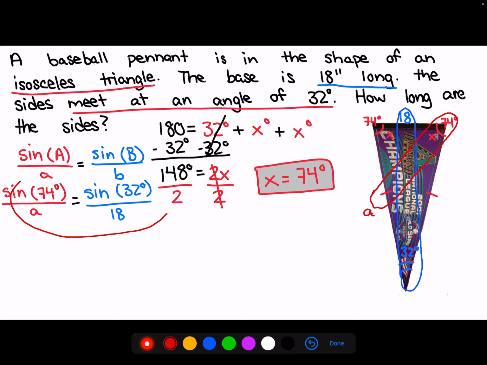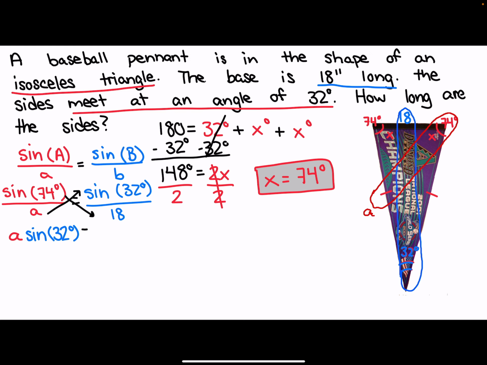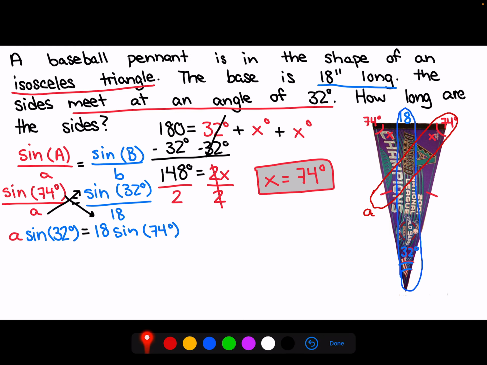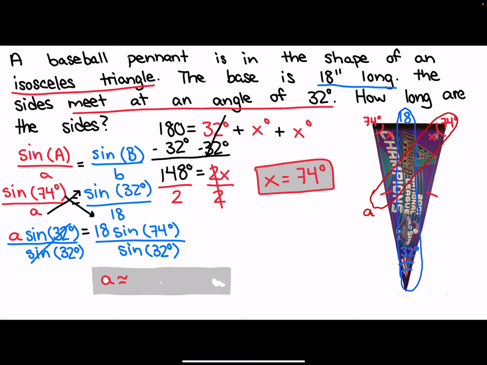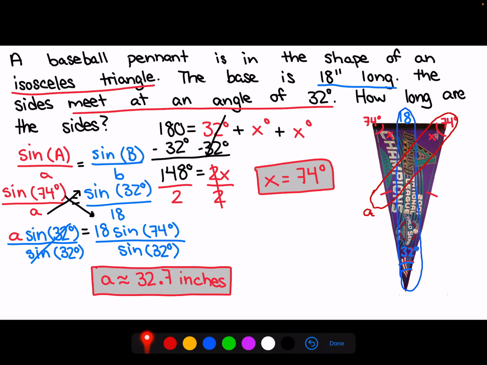Now that we have our proportions set up, and on top of that, we only have one variable, we can now solve for A. So I'm going to go ahead and cross multiply, giving me A sine of 32 equals 18 sine of 74. At this point, I only need to get A isolated. Since sine of 32 is a number, it has a value, I'm going to divide both sides by sine of 32. When I do that, the sine of 32 will cancel, leaving me with A is about 32.7 inches.